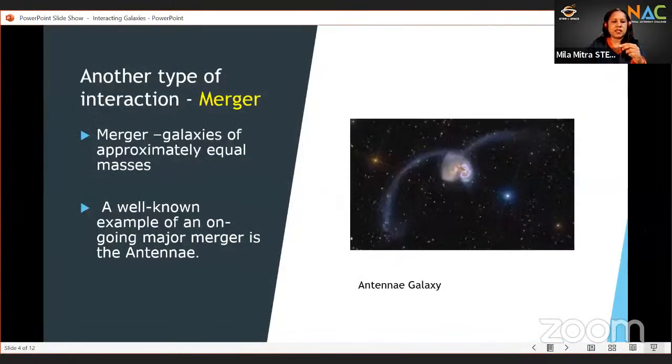Another type of interaction is merger. So merger is a stronger interaction, and for merger, it's galaxies of approximately equal masses. So flyby was when there's a lesser influence. For merger, there's a stronger influence, and you can see that the example here is a galaxy called Antennae, because it's got two structures on top that look like antennae. So this is a merger where there's a lot more change in shape, and they have interacted very strongly so that they almost look like one galaxy now.